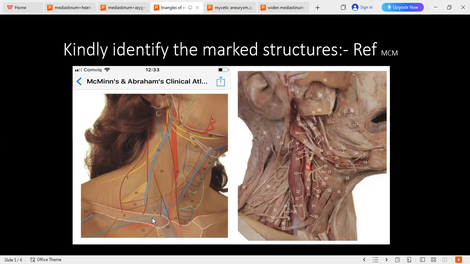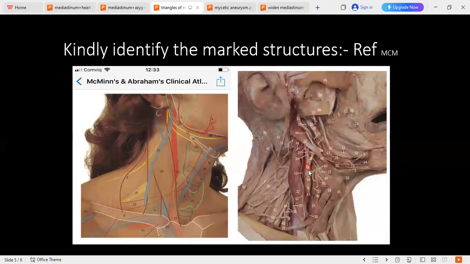Okay. Moving on to the image on the right hand side. If you could identify structure 11, please. Yes, this is the external carotid artery. Please tell me the branches of the external carotid artery. The external carotid artery has six branches in the neck, three anterior, two posterior, and one deep.